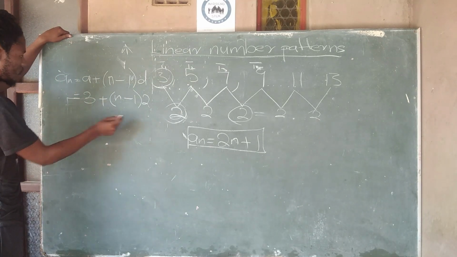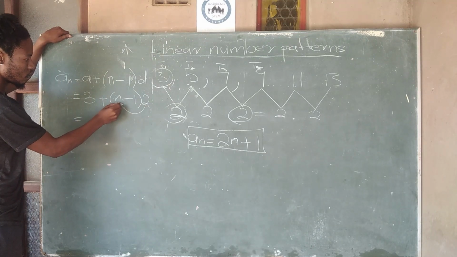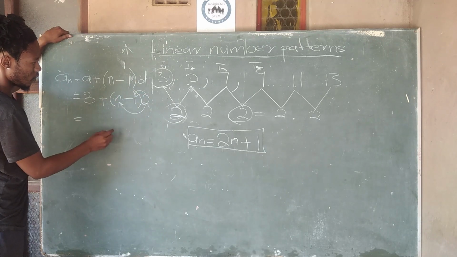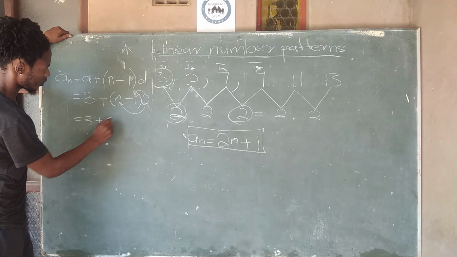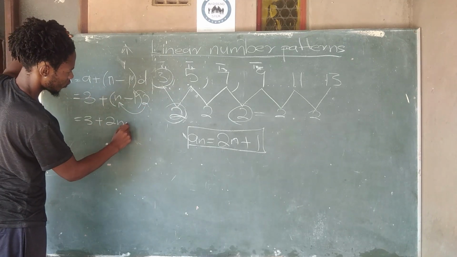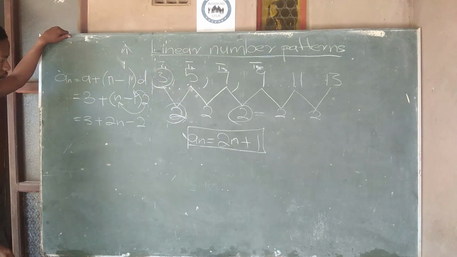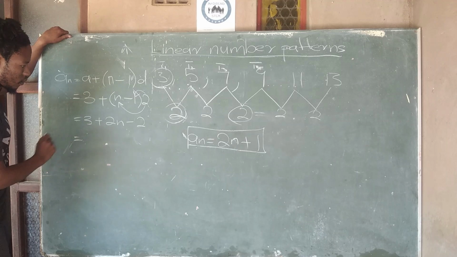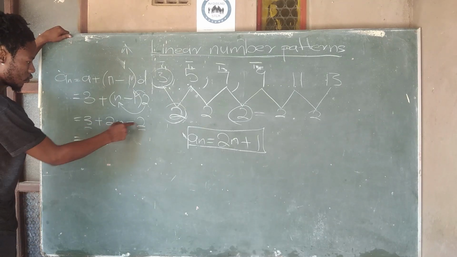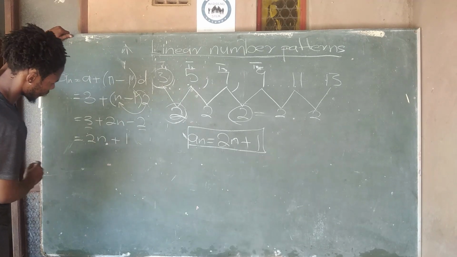So let's go and simplify. What is 2 times n and 2 times 1? 3 plus 2 times n is 2n. 2 times 1 is 2, times negative 1 is negative 2. So this one is a constant number. This is also a constant number. 3 minus 2 is 1.